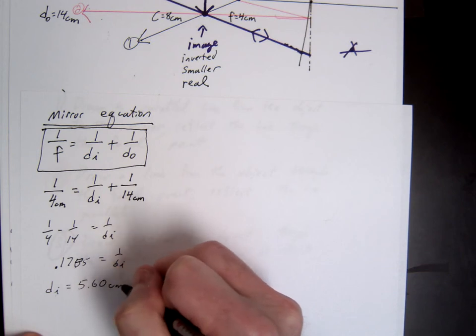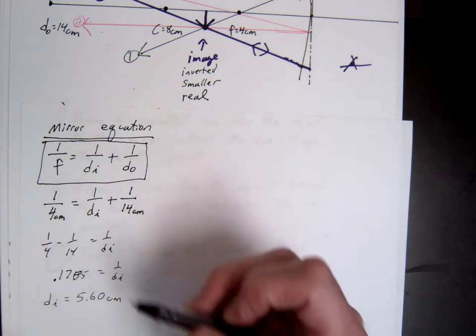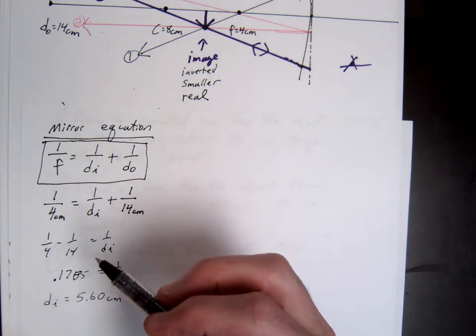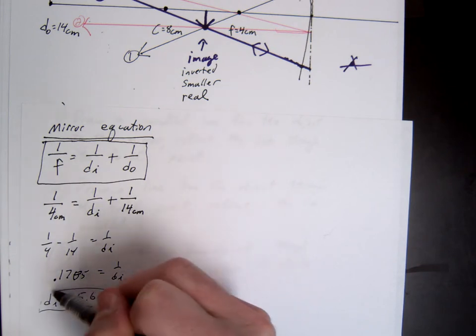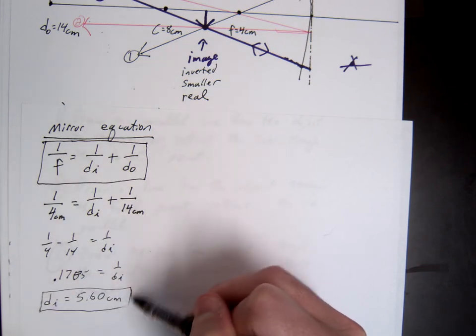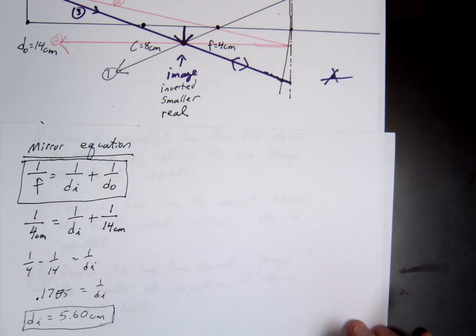Okay. So I was off a little bit. Did anyone actually measure 5.6 on theirs? Oh, good. So a few of you have got some skills. So that's going to be our di here, 5.6. That's the true di. So if you drew it perfect, that's what you should have gotten. Okay, that's the mirror equation.